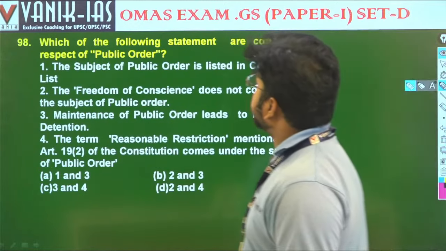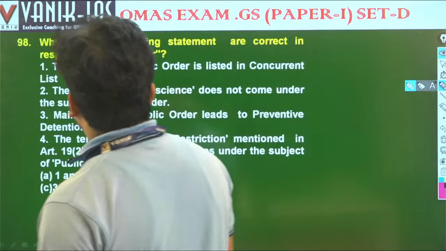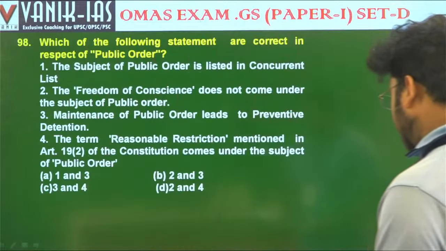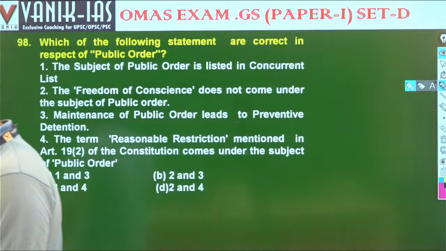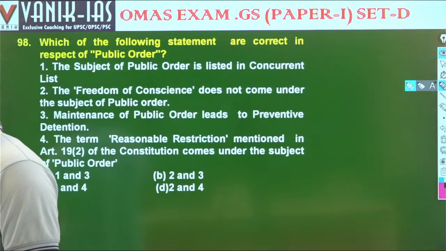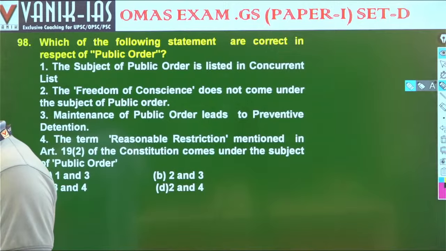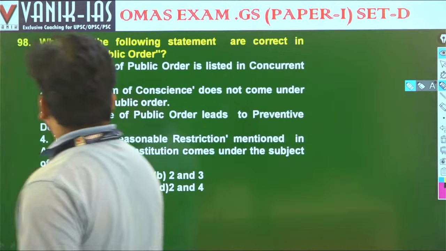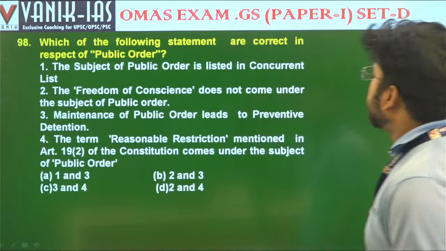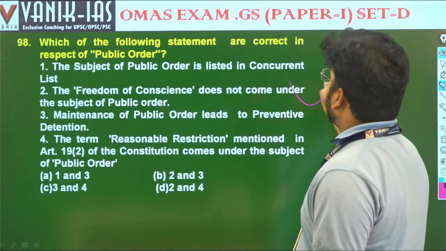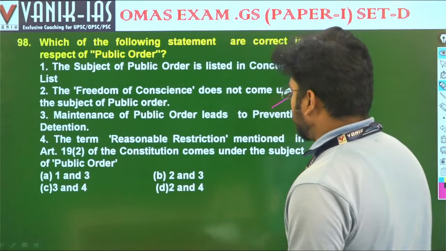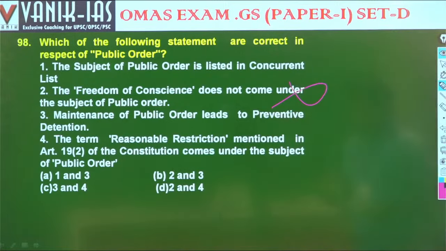Which of the following statements are correct in respect to public order? The subject of public order is listed in concurrent list. The freedom of conscience does not come under the subject of public order. No, this is wrong. Article 19, clause 2, that talks about public order. So, this is wrong.